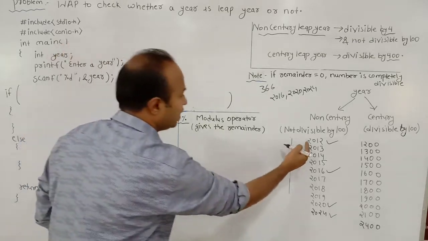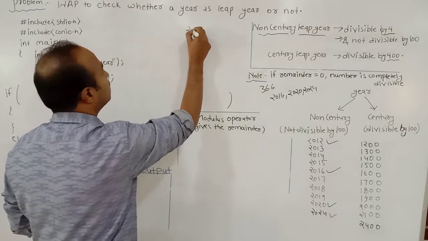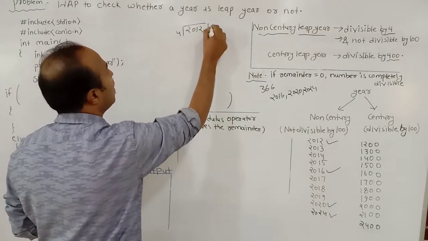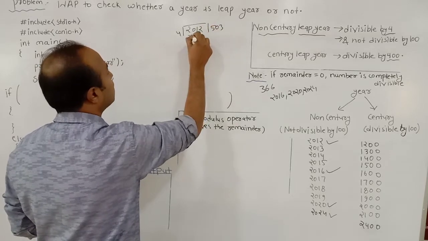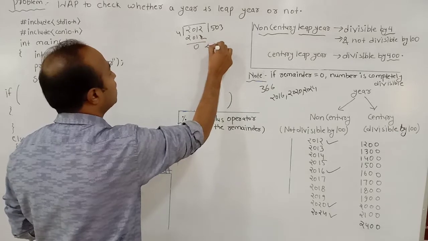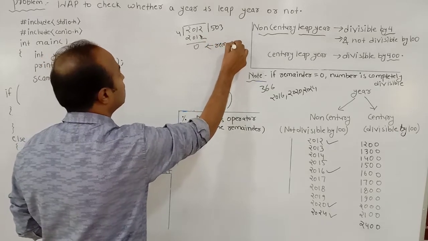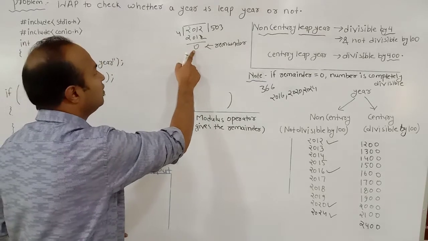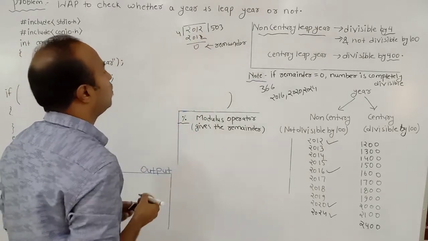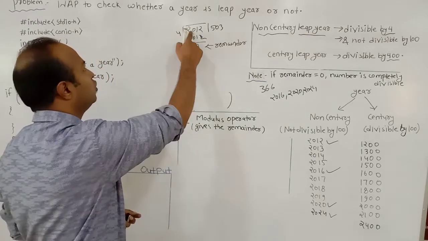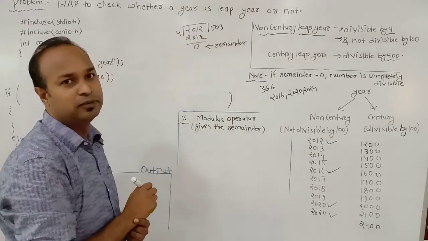For example, if I take 2012, it is completely divisible by 4 and we get the remainder 0. If we are getting the remainder 0, it means 2012 is completely divisible by 4. Means 2012 is a leap year.